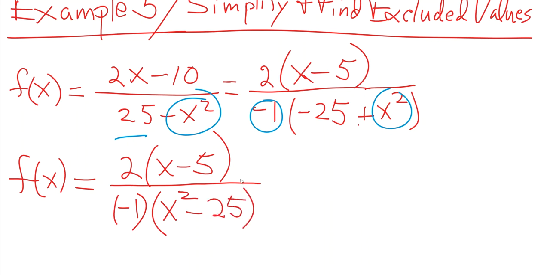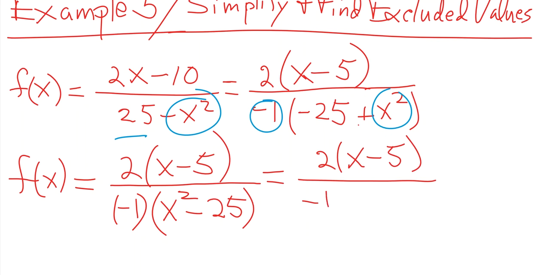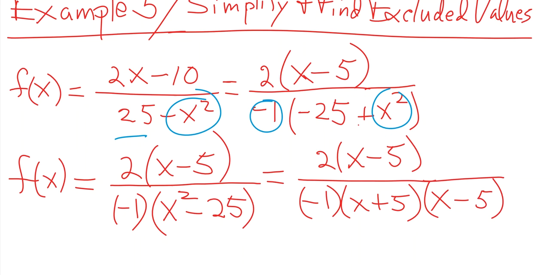Now I can proceed to factor that difference of two squares. So it looks like the following. I'm going to have 2 times x minus 5 in the numerator. In the denominator, I'm going to have -1 times x plus 5 times x minus 5. Notice what we have now. We have an x minus 5 factor in the numerator. We also have it in the denominator.